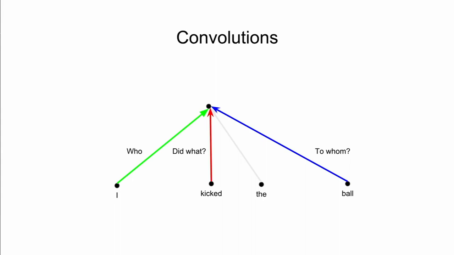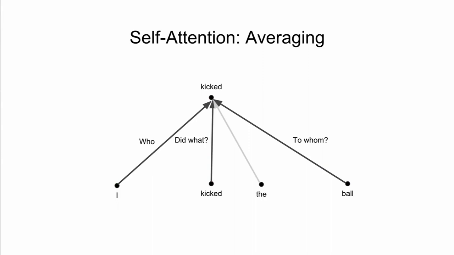And the blue linear transformation can pick out different information from ball. Now, when you have a single attention layer, this is difficult because it's just a convex combination and you have the same linear transformation everywhere. All that's available to you is just mixing proportions. So you can't pick out different pieces of information from different places.